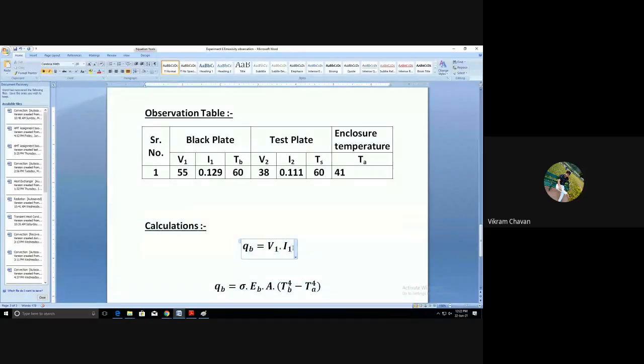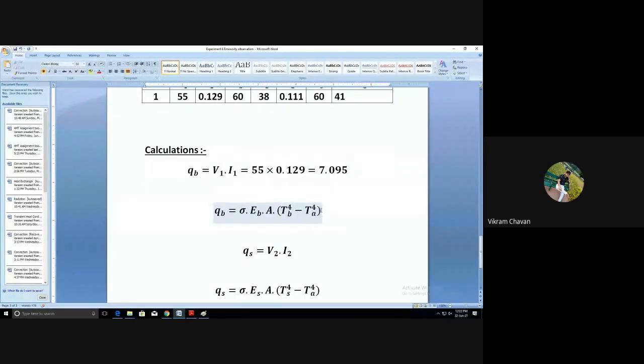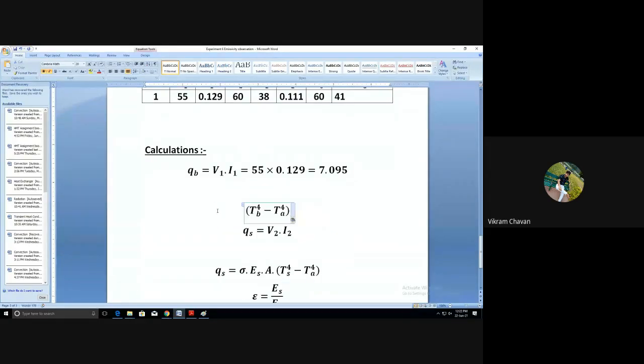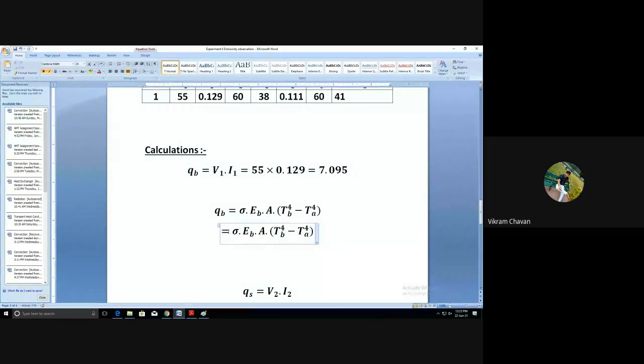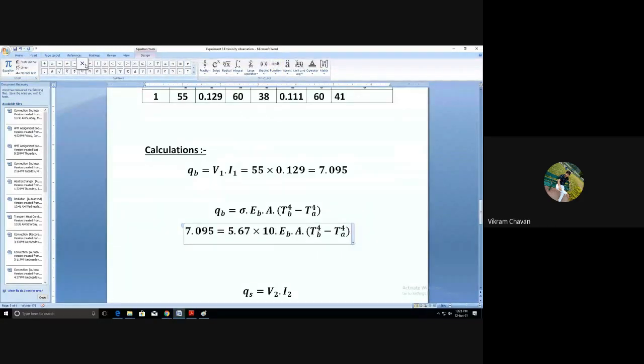First of all, we have to calculate QB. QB is equal to V1 multiplied by I1, 55 multiplied by 0.129. Do the calculation and let me know the QB. 7.095. Okay. So then we have to calculate the emissive power of a black body. QB we have just calculated, 7.095 watt. Sigma value is 5.67 into 10 to the power minus 8. Then EB is unknown.